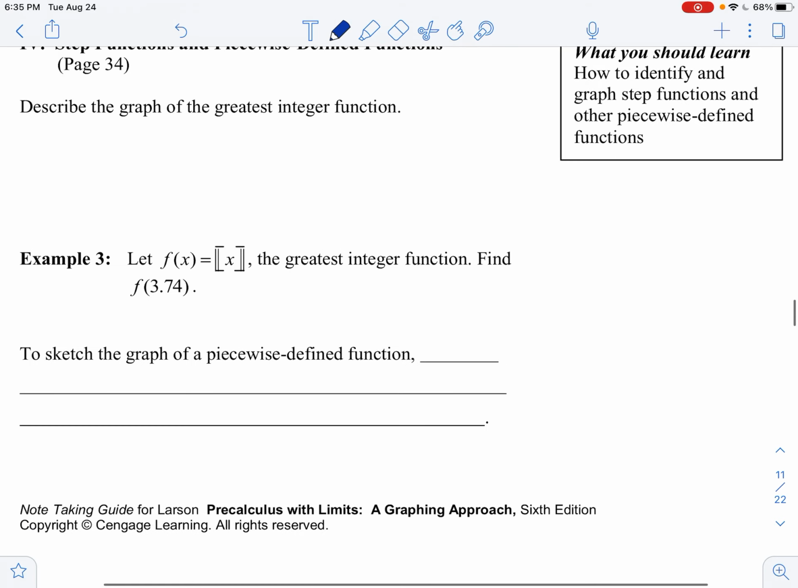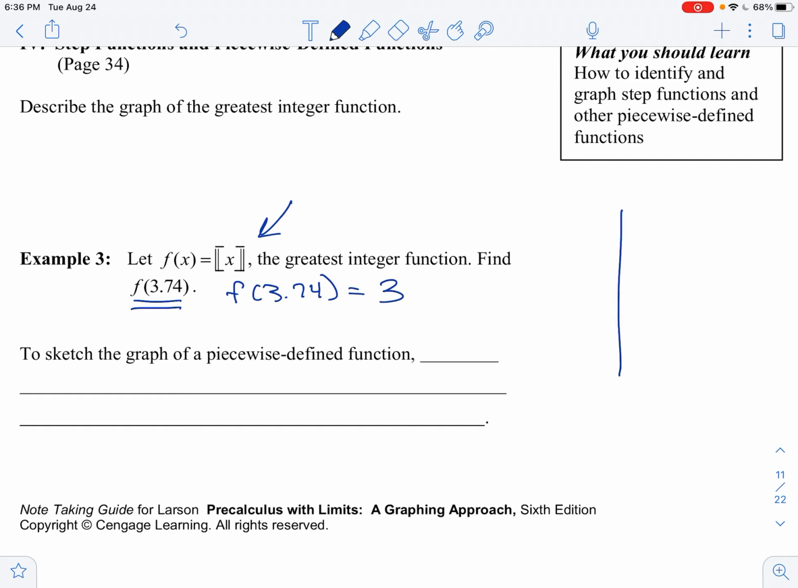Okay, so let's talk about the greatest integer function. When there are double brackets here, it's denoted as the greatest integer function. That tells me if I'm evaluating f of 3.74, it means we're going to round to the lowest integer. So 3.74 would round down to 3. When I graph that, here's what it looks like. When I take a value of, let's say, 1, it just rounds down to 1. So that's a value. But anything more than 1 is also going to round down to 1.